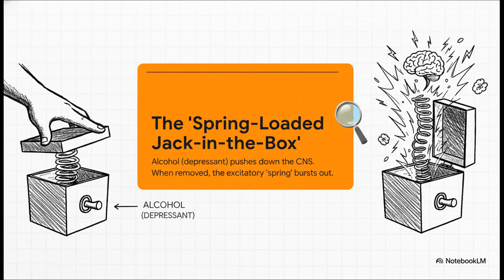This is one of the best ways to visualize just how dangerous alcohol withdrawal is. So alcohol is a depressant, right? It's like a hand constantly pushing down on a jack-in-the-box. To compensate, the brain is pushing back up with this massive excitatory force just to stay alert. So what happens when you suddenly take the alcohol away? That spring just violently bursts out. And that is what causes the extreme hyperactivity, the seizures, and the delirium.